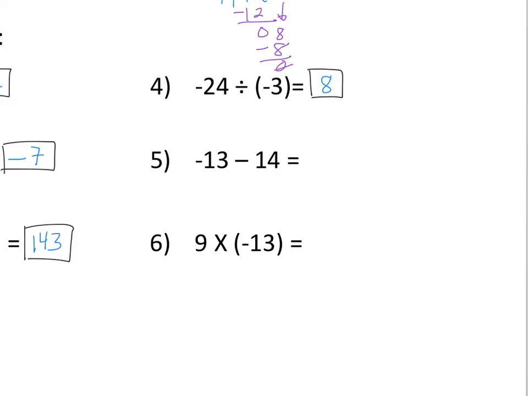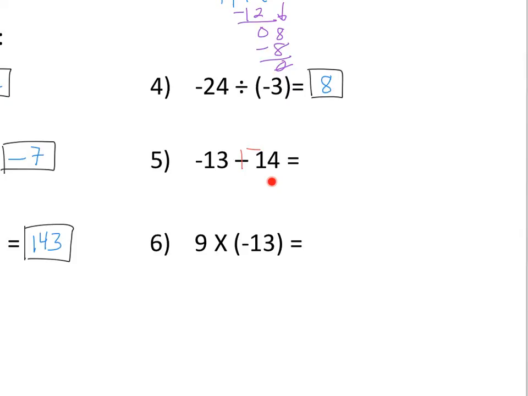On number 5, we're subtracting. I absolutely have to see you doing keep, change, change. You're going to keep the first number exactly as it is. You don't change its sign or anything. You're going to change this to addition, and this is a positive 14. We're going to change it to its opposite sign, which is negative 14. So here's our keep, change, change. So now we are adding two negative numbers.